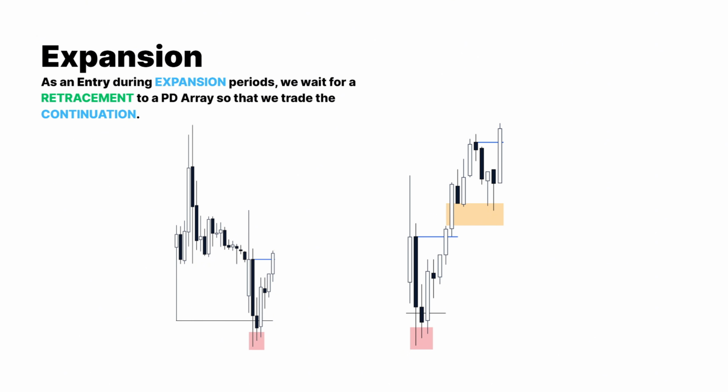Take note that the IPDA array that we use to trade the continuation of an expansion is either a fair value gap or an order block. I personally want to wait for a fair value gap to get retraced into. Now I also understand that you don't understand what a retracement is. Don't worry, we'll talk it out in a second. So just keep in mind, expansion is a one strong sided move.